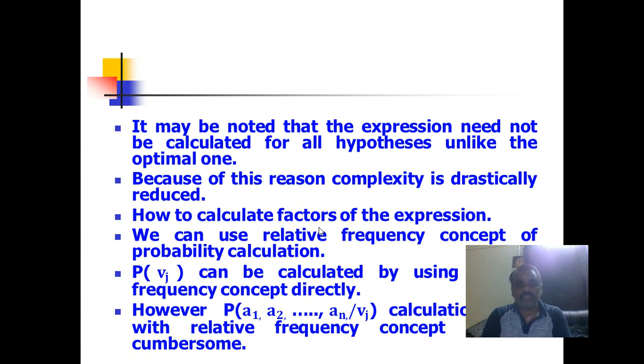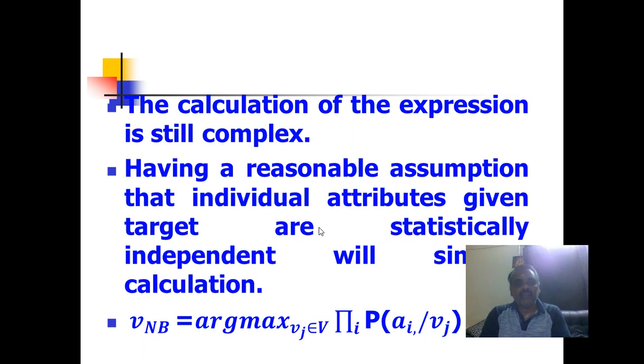It may be noted that the expression need not be calculated for all hypotheses, unlike the Bayes optimal classifier. Because of this reason, complexity is drastically reduced. Now, the question is how to calculate the factors of the present expression. We can use the relative frequency concept of probability calculation. P of Vj can be calculated straightaway by using the relative frequency concept. However, the calculation of P of D given Vj, even with the relative frequency concept, will be cumbersome. The calculation of the expression is still complex.